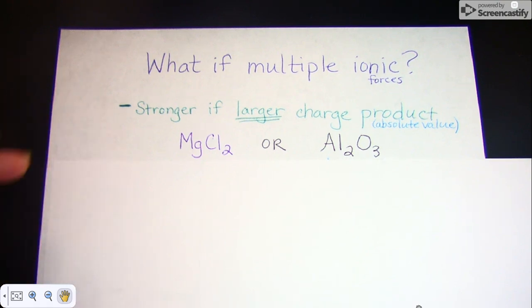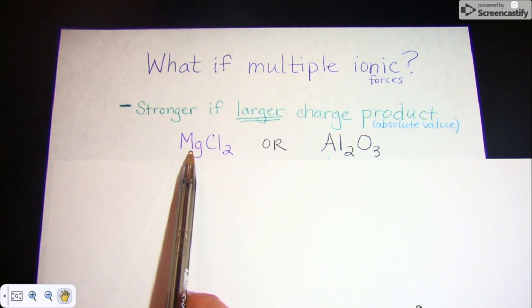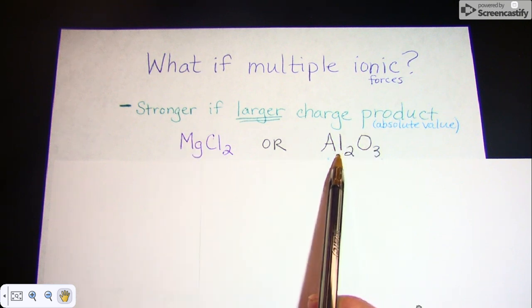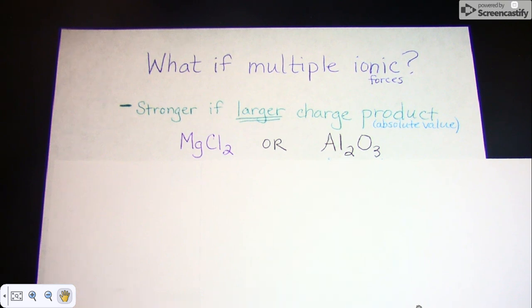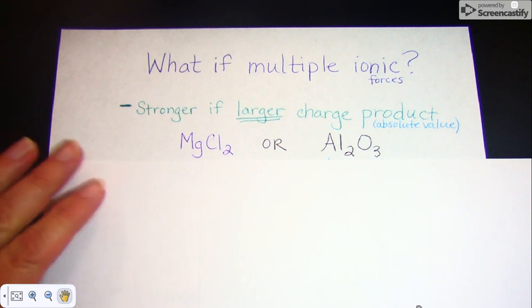So let's look at this example. We have magnesium chloride, or we have aluminum oxide. Both of them are ionic because we have a metal, magnesium, first, and we have aluminum, the metal, first in this one. So they're both ionic. So now we know they're strong, but which one is stronger of the 2? So let's look at the product charge.